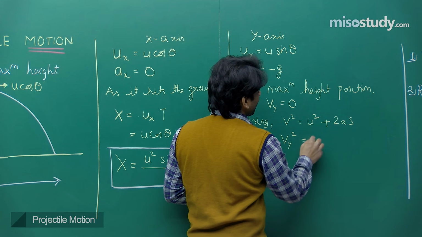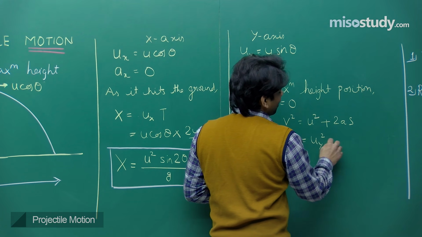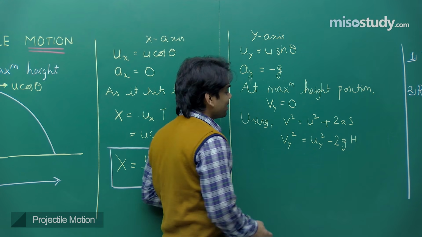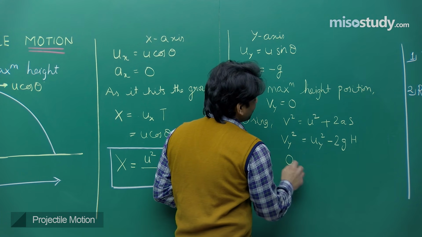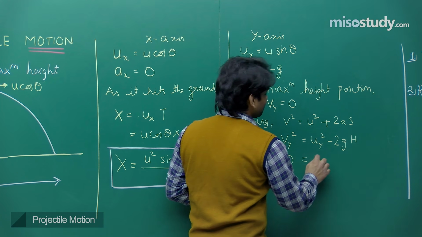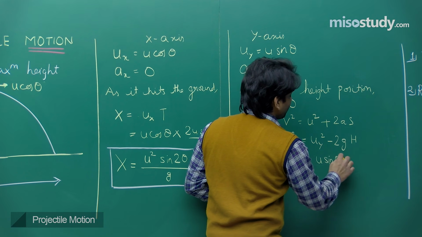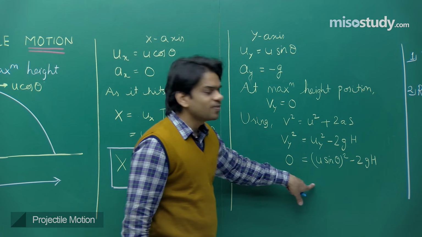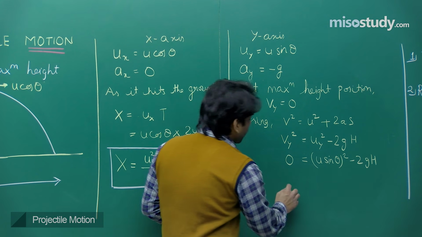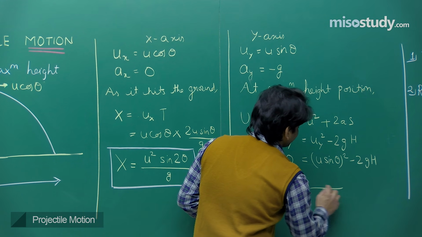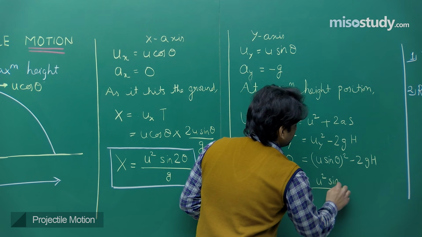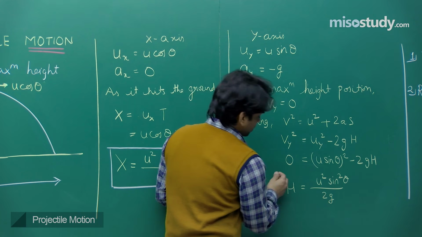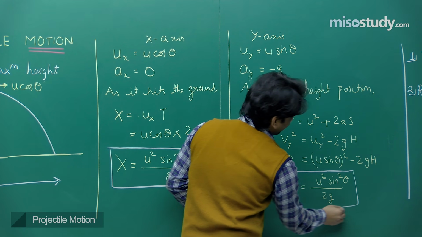Vy whole square is equal to Uy whole square minus 2gH. H I am using for maximum height. See, Vy will be 0, Uy will be U sin theta whole square, minus 2g capital H. Now just evaluate the value of capital H. You will obtain capital H to be U square sin square theta by 2g. This is the value of maximum height that we have obtained.